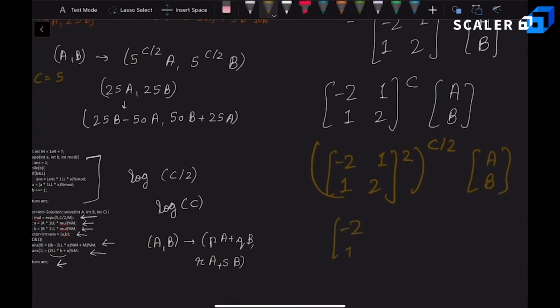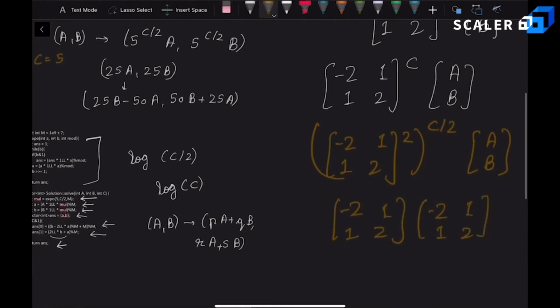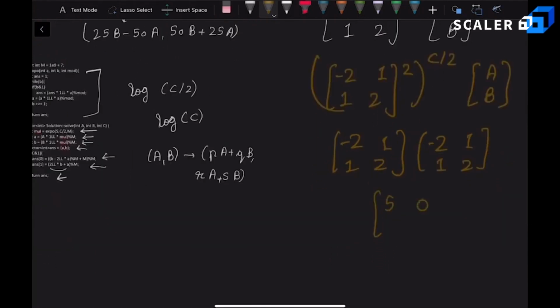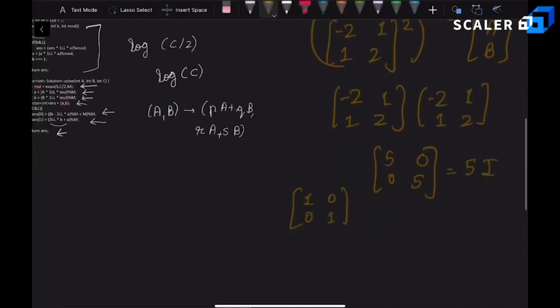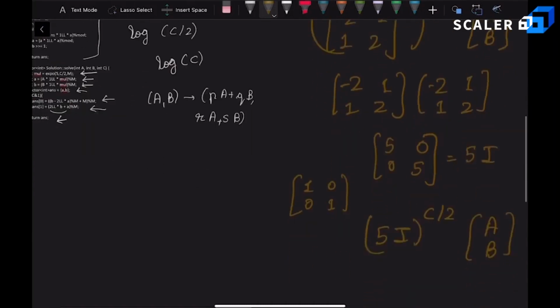So [[-2, 1], [1, 2]] into [[-2, 1], [1, 2]] will be: this will be 4 plus 1, 5, and this will be minus 2 plus 2, 0, minus 2 plus 2, 0, 1 plus 4, 5. So we can write it as 5 into I, where I is the identity matrix [[1, 0], [0, 1]]. So this is 5I raised to C by 2 into [A, B], because this square is 5I.